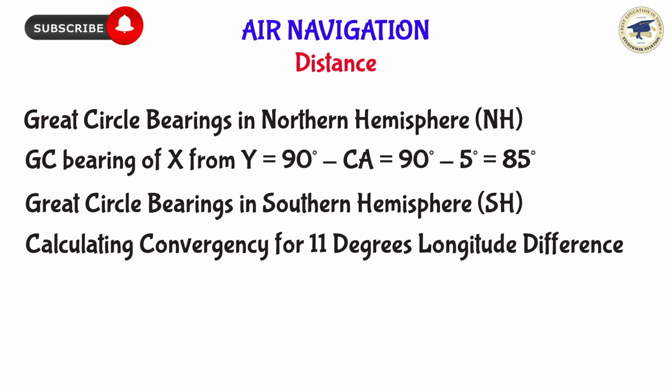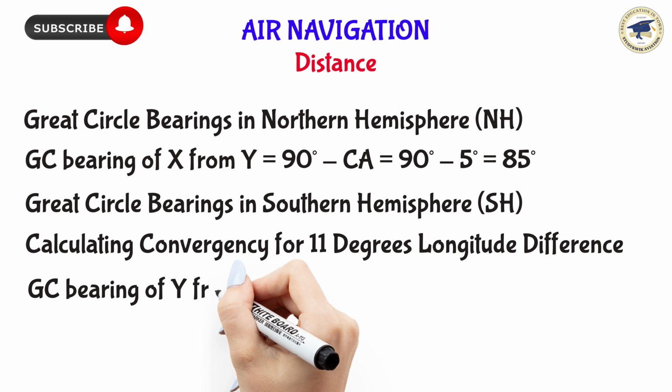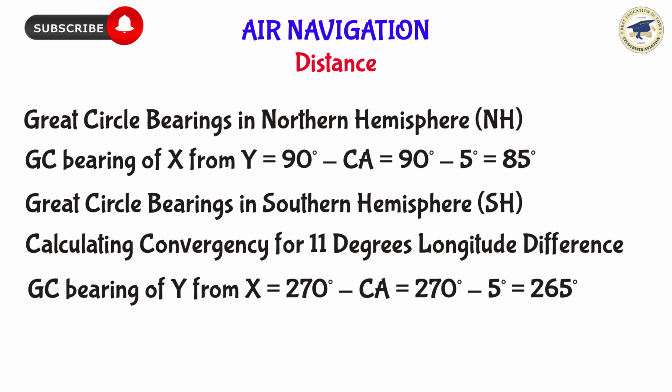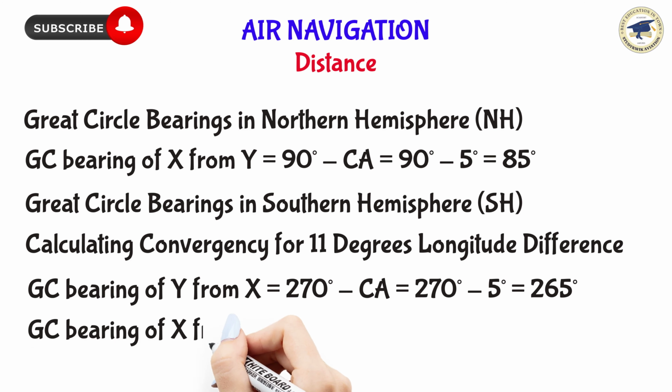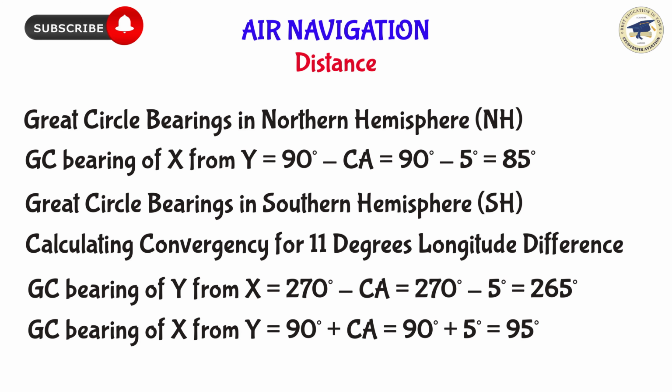In the southern hemisphere, the calculations change slightly. The great circle bearing of Y from X is found by subtracting the conversion angle from 270 degrees, which equals 265 degrees. The great circle bearing of X from Y is found by adding the conversion angle to 90 degrees, giving 95 degrees.